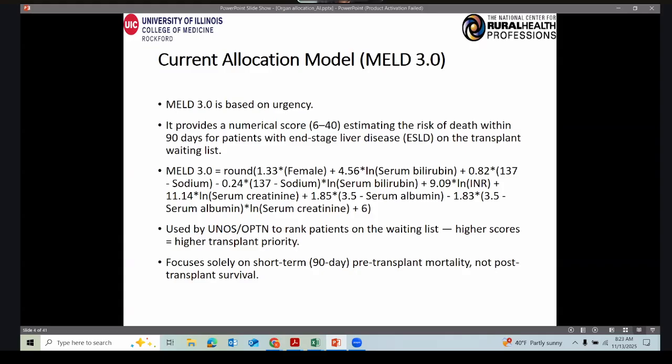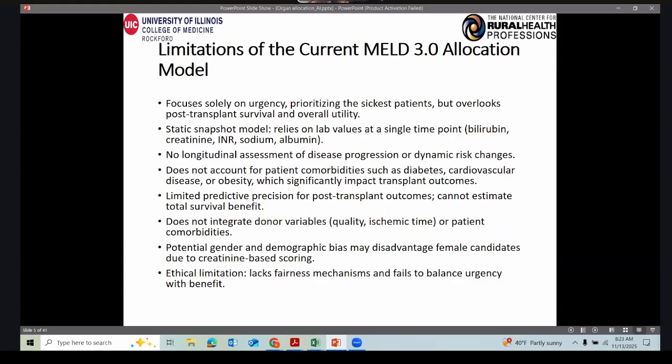to make organ allocation more balanced and fair. Now that we have seen how MELD 3.0 works, let's take a look at some of the key limitations of MELD 3.0. Even though MELD 3.0 is a big improvement over previous versions, it still has some important gaps that affect fairness and accuracy in organ allocation.